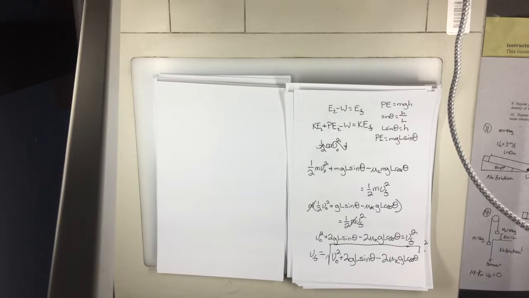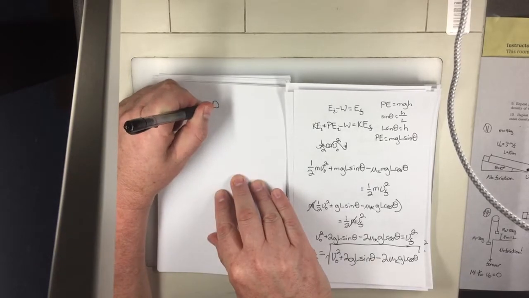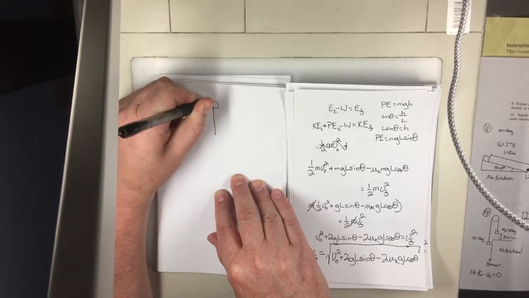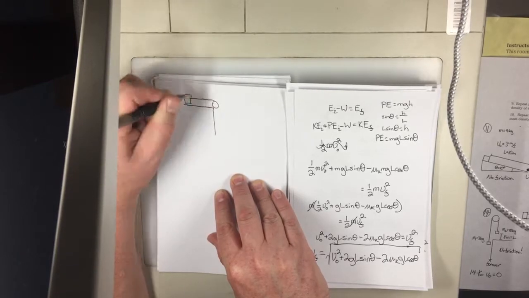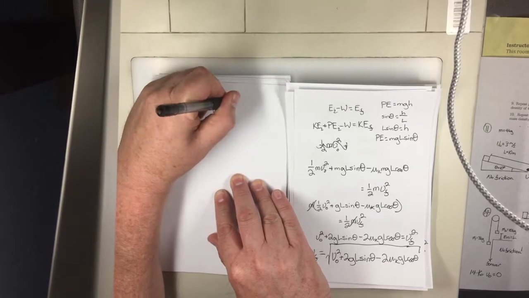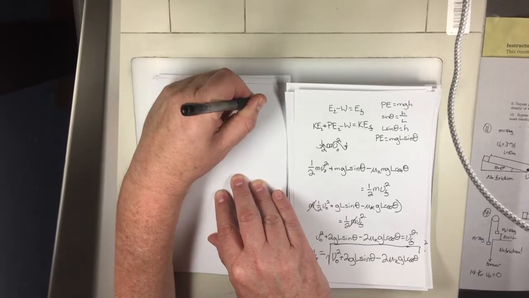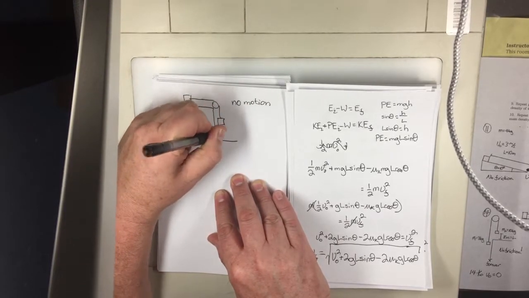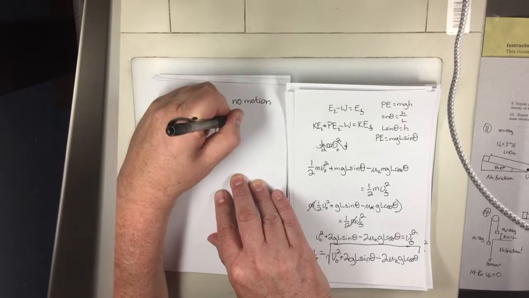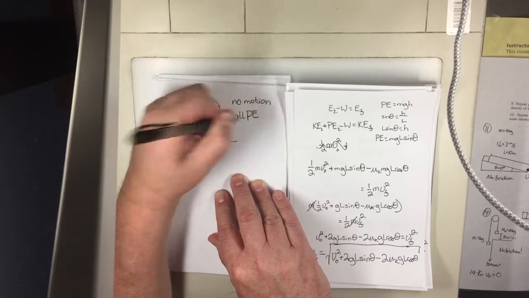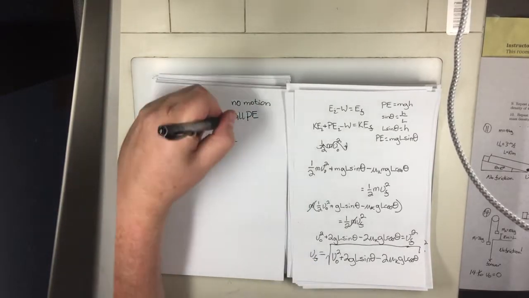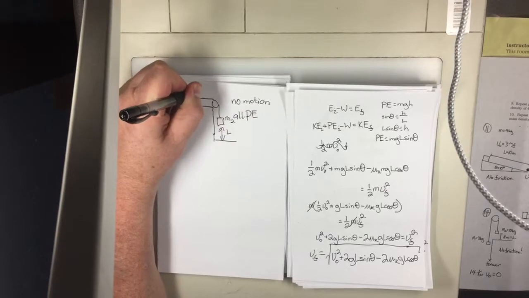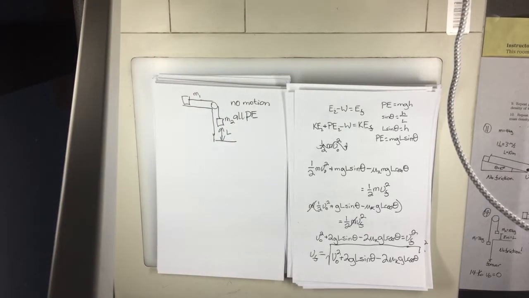With a problem like 15, it's important to understand the beginning and ending conditions. The beginning condition, no motion. It's all potential energy. Now, when we think about potential energy, the only potential energy that I'm caring about in this particular problem is M2. M2 is falling and hitting the ground.